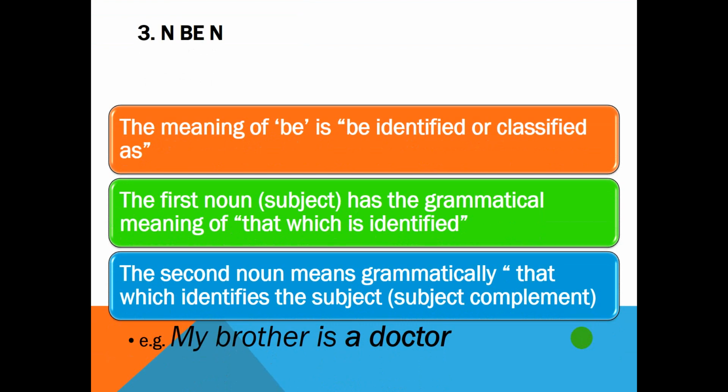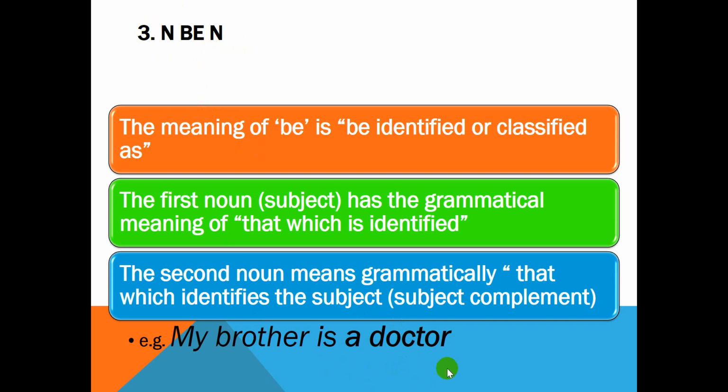The third pattern is noun be noun. Here, there are two nouns. The first noun phrase is the subject, and the last noun phrase has the meaning of identified or classified as. So the meaning of be here is be identified or be classified as. The first noun has the grammatical meaning of the one which is identified, and the last one is the subject complement, the information about the subject.